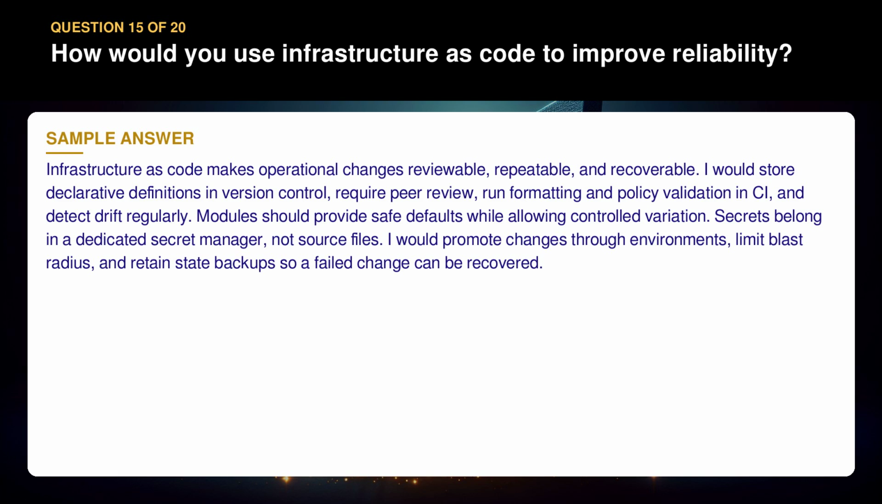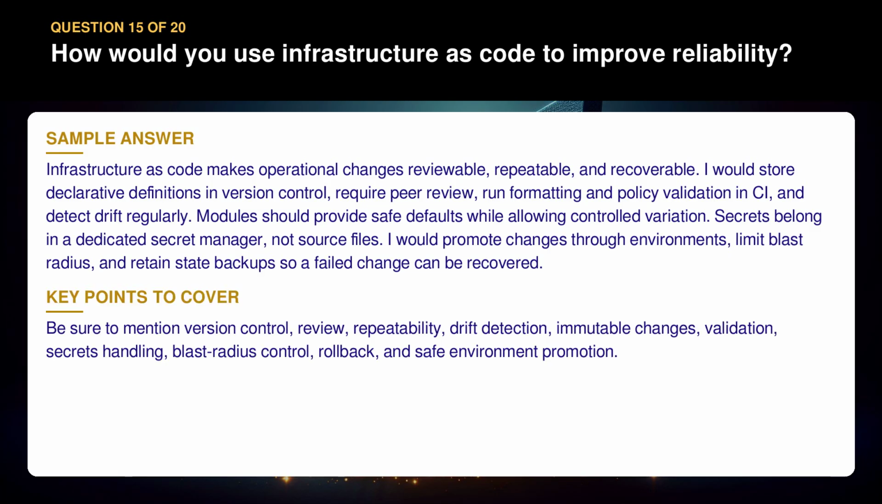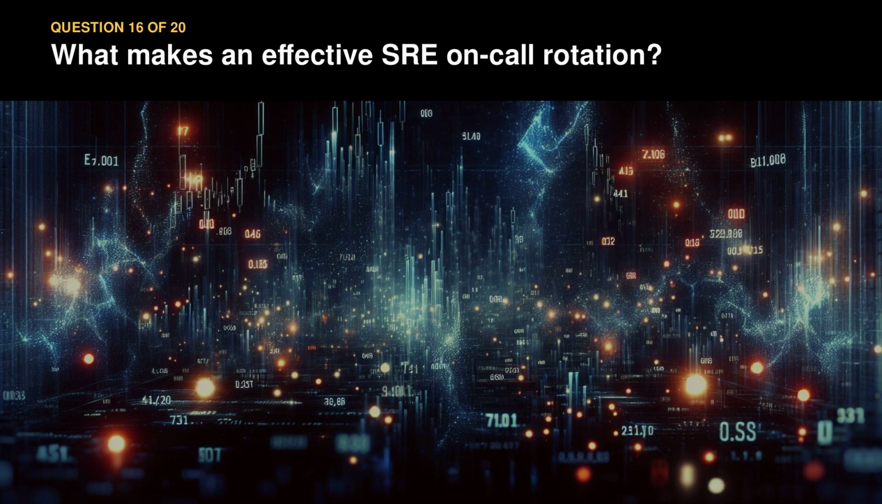Secrets belong in a dedicated secret manager, not source files. I would promote changes through environments, limit blast radius, and retain state backups so a failed change can be recovered. Be sure to mention version control, review, repeatability, drift detection, immutable changes, validation, secrets handling, blast radius control, rollback, and safe environment promotion.